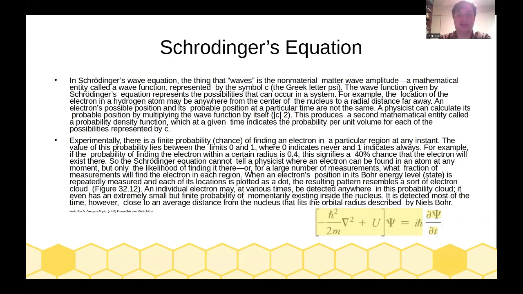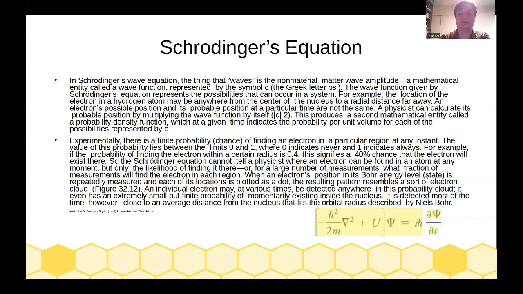When an electron's position in its Bohr energy level is repeatedly measured and each of its locations is plotted as a dot, the resulting pattern resembles a sort of electron cloud. An individual electron may at various times be detected anywhere. In this probability cloud, it even has an extremely small but finite probability of momentarily existing inside the nucleus. It is detected most of the time, however, close to an average distance from the nucleus that fits the orbital radius described by Niels Bohr. I am also going to talk a little bit about Schrödinger's equation, which defines these wave functions psi.